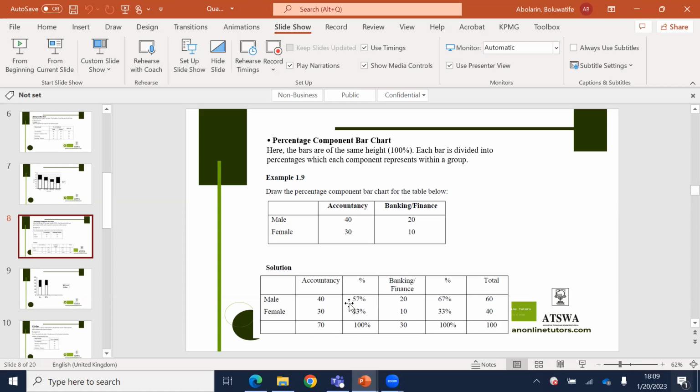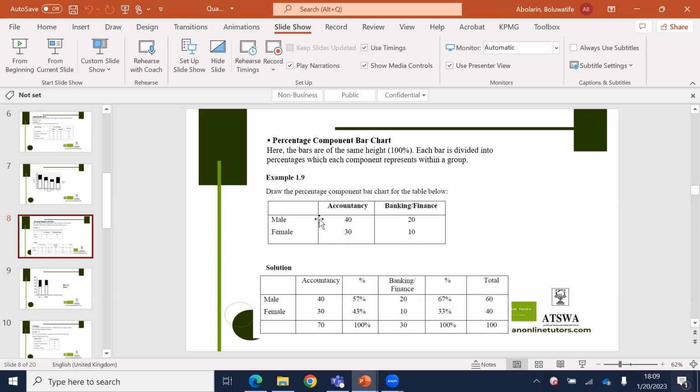Exactly. So that's how we got 57% here. The same thing applies to female. You will do 30 divided by 70 times 100. It will give you 42.85. Approximate, 43, exactly. So that's how they got 43 here. When you add it together, definitely it will give you 100% because you're multiplying by 100. So when you do 57 plus 43, it will give you 100. So that is how we got this.